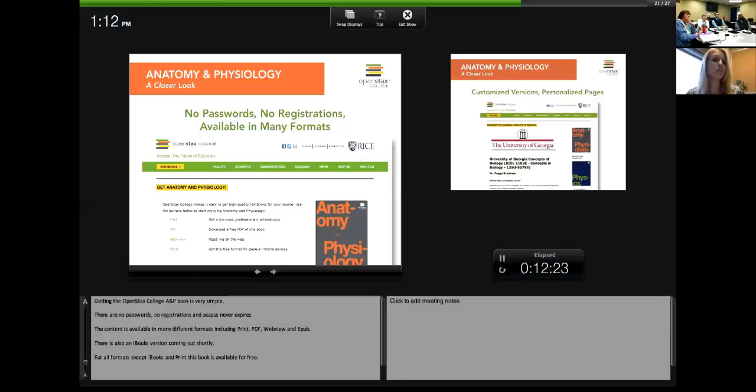Students are free to print that out if they want. So there's no problems there. The same with the WebView and the EPUB.